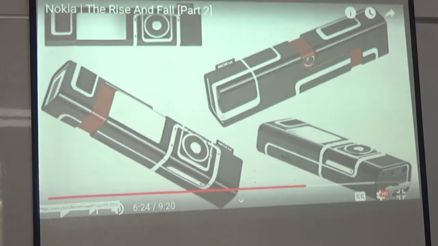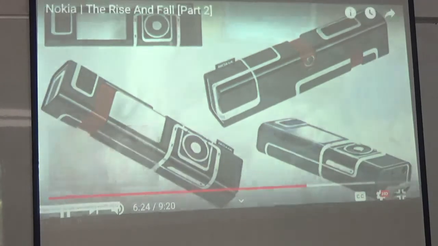The first major mistake? That was supposed to be a camera phone? That was a weird one. I never had that one. A bit of context first.